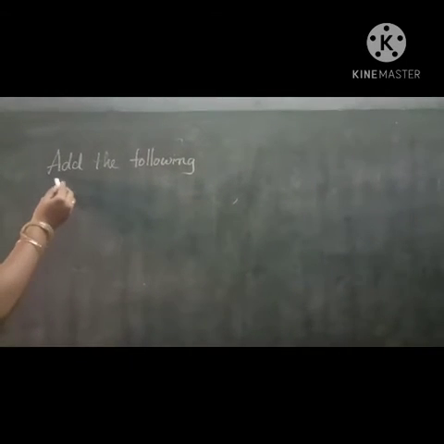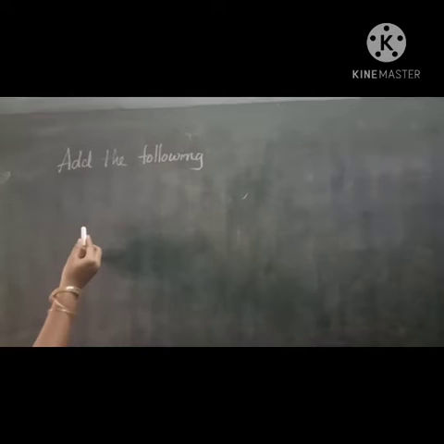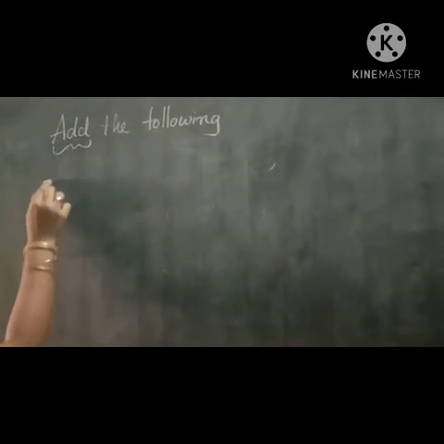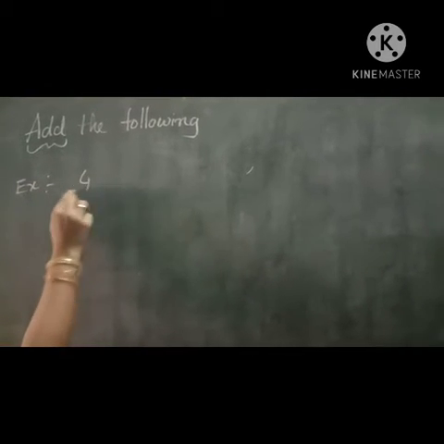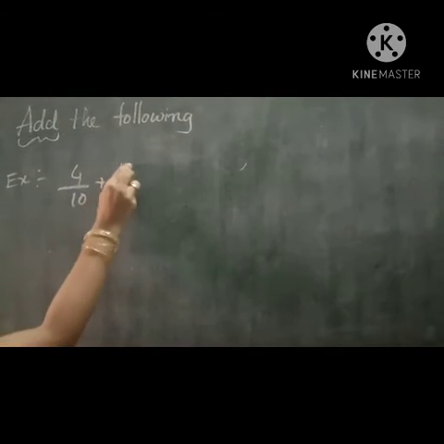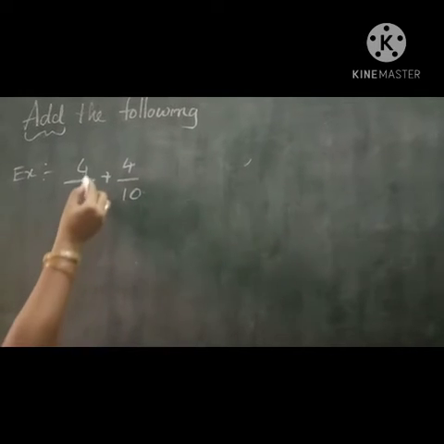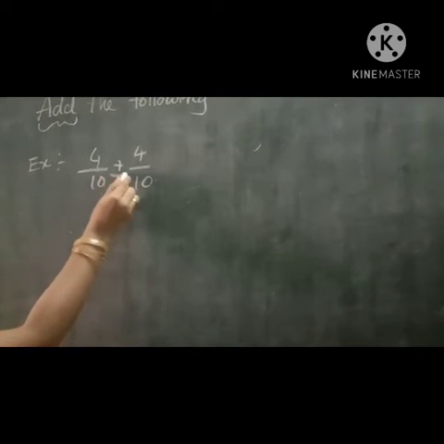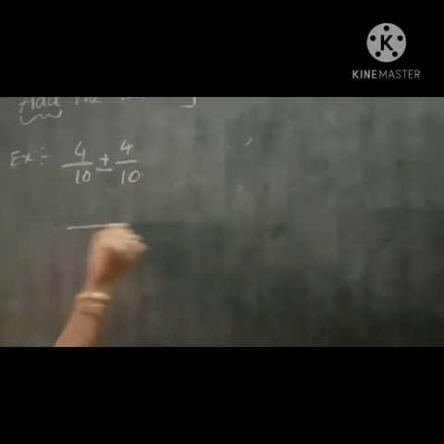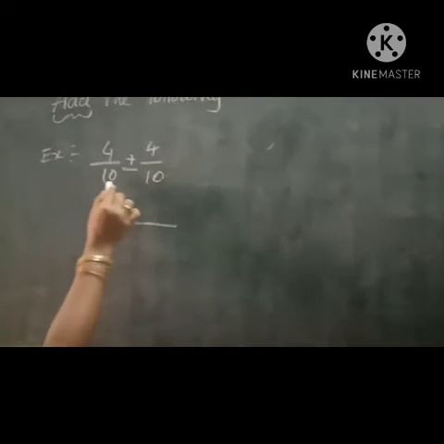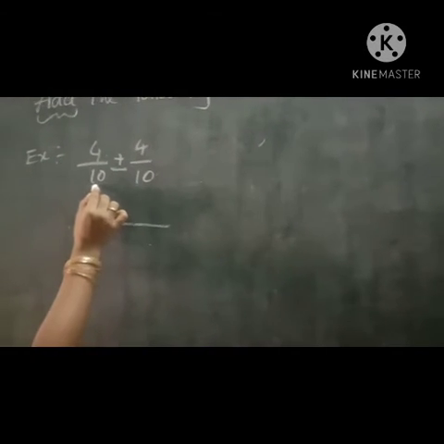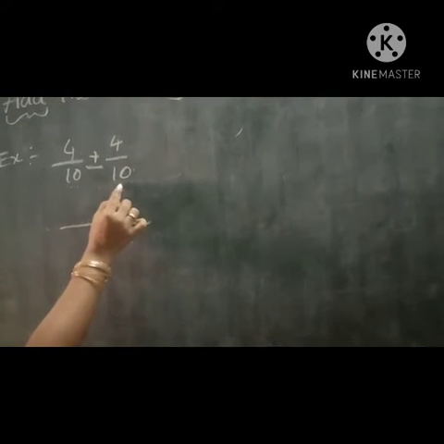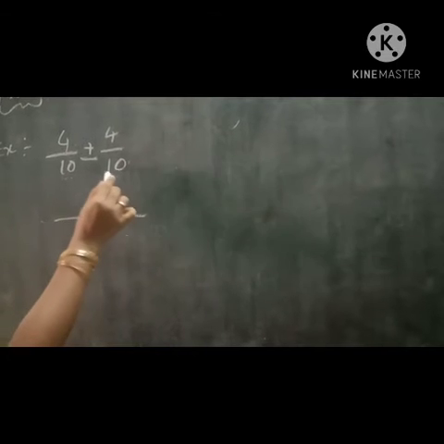Children, our next topic is add the following. Now we are going to discuss about the additions. Add means additions. See the number here for example. These are the numbers. 4 by 10 plus 4 by 10. Plus means what we have to do here? Addition, no? See here. See the denominators. What are the denominators, children, here? Same denominator, here is a 10 and here also the 10. If the denominator is same, which fraction is it? Yes, very good. Like fraction.